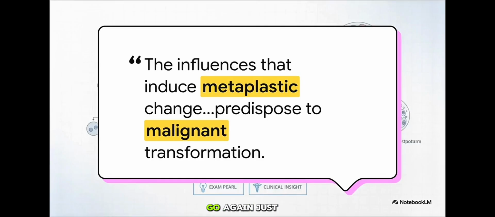And here we go again. Just like pathologic hyperplasia, metaplasia comes with a huge warning label. This quote from Robbins really drives it home. The idea is that the same chronic irritation that's forcing the cells to change, well, that stress can also cause mutations. Over time, this can lead to dysplasia and eventually full-blown cancer. The perfect example is Barrett esophagus from chronic acid reflux. That metaplastic tissue has a much, much higher risk of turning into esophageal cancer.